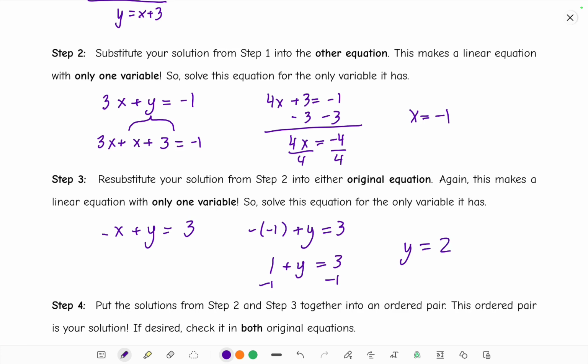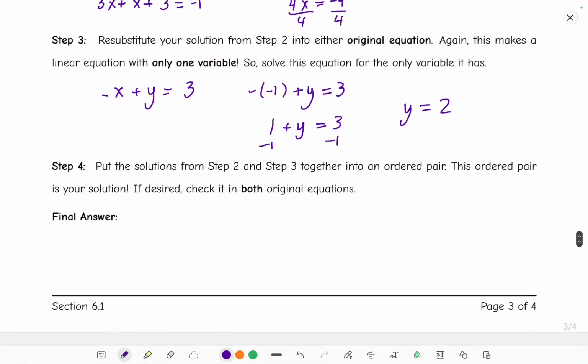So now we have an ordered pair. Step 4 is to put the solutions from step 2 and 3 together as an ordered pair. This ordered pair is your solution. If desired, you can check both. So our final answer is negative 1, 2.